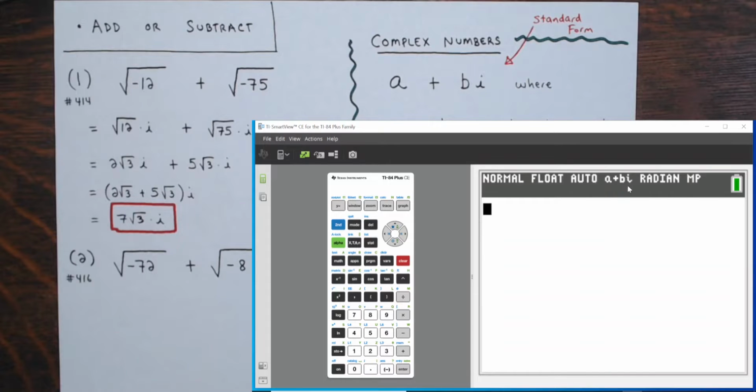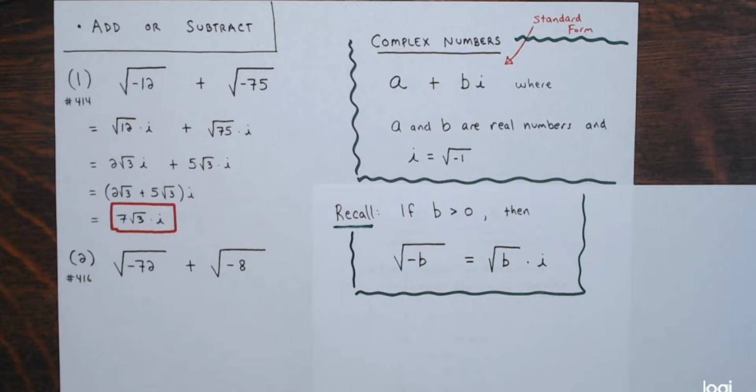So again, now I'm in this a plus bi mode instead of real mode, so that if answers aren't real, they will actually pop up without giving me an error. They'll actually show up with that imaginary unit i. Wonderful. All right, so continuing on.